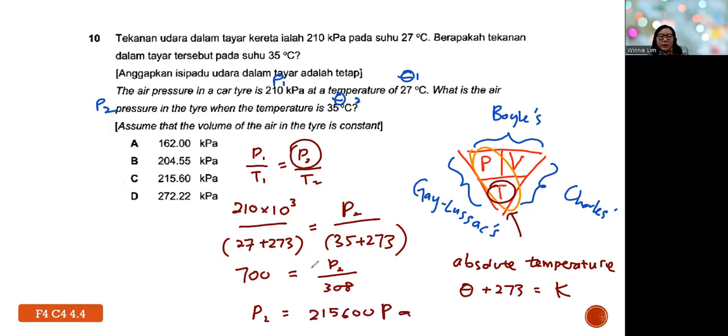215,600 Pascal. Of course, the answer is in kilo, so you just divide by 1,000 to get kilo back. 1, 2, 3, that means it's 215.6 kilo Pascal. Okay, so we can solve this type of question.